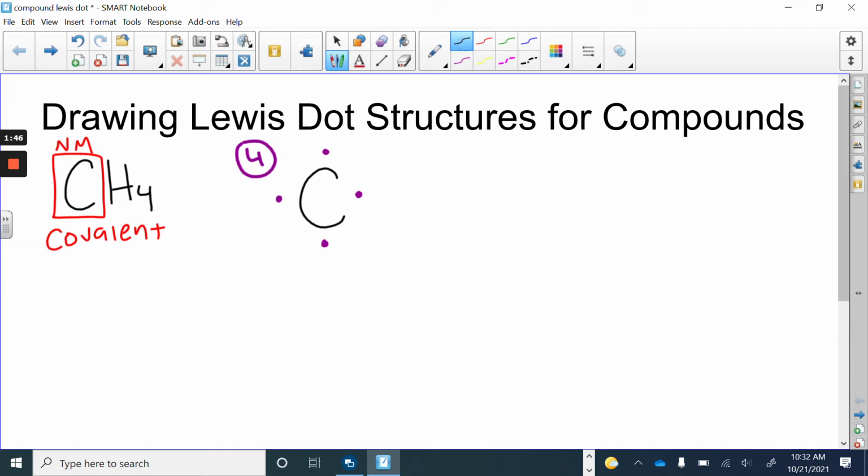Now let's do hydrogen. Hydrogen is going to have 1 valence electron. I don't know why I didn't change colors. There we go. It's going to have 1 valence electron. Since it has 1 valence electron, it is going to form 1 bond. Okay? And we have 4 of those hydrogens. So just keep that in mind.